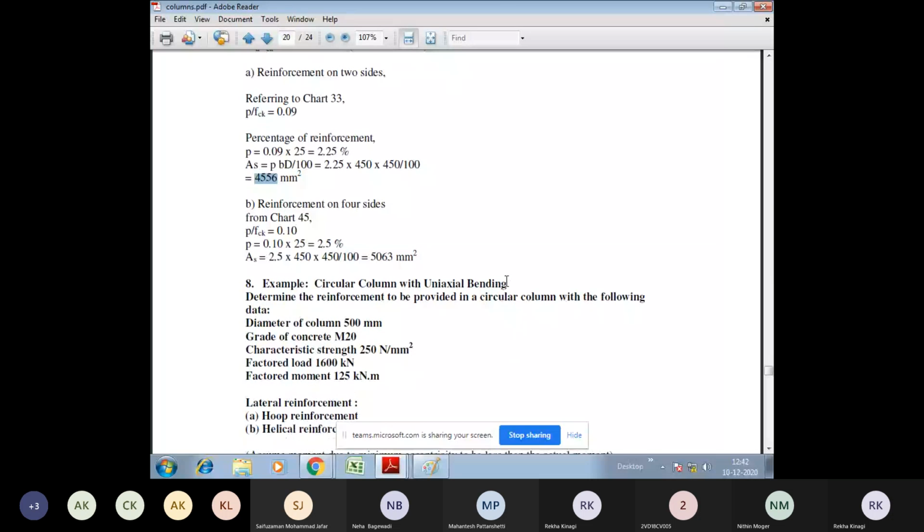In the next session, we are going to continue with the column loaded with axial load as well as uniaxial bending for the circular column. Now we have done it for the square column and the rectangular column. So we are going to continue with the circular column in the next session. So hope this numerical is clear for you all.